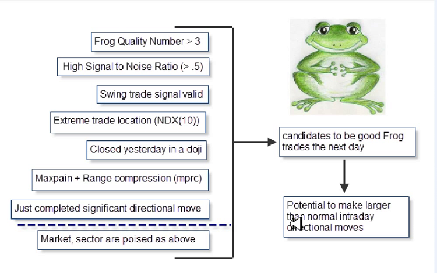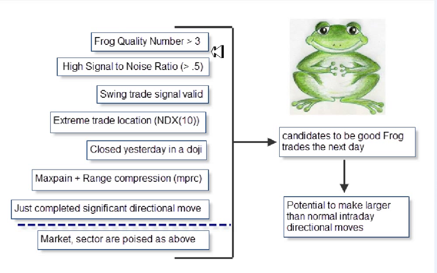The bottom line is that we're looking for signals or setups or frameworks that make our trade candidates have a good potential to make a larger than normal intraday directional move. So, what kind of things can lead us to that conclusion?